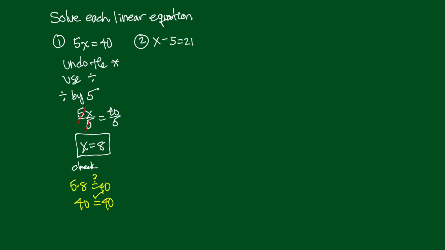Now to solve this equation, I want to isolate the x, but what have we got? Well, the x is not isolated. We're subtracting 5 from it. So what I want to do is undo that subtraction. So I'm going to add 5 to both sides. So it's going to look like this: x minus 5 plus 5 equals 21 plus 5.